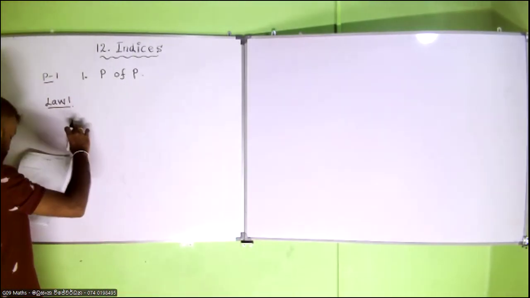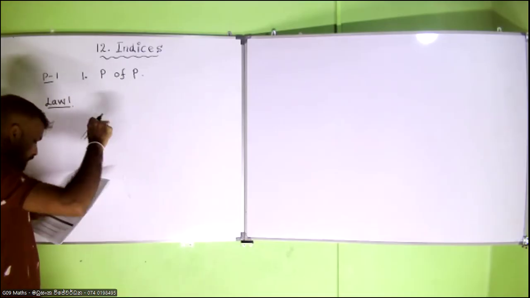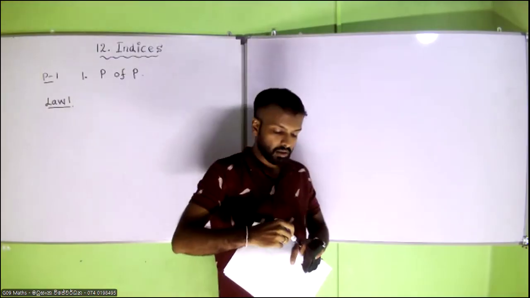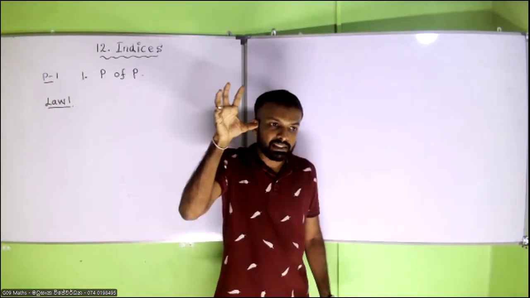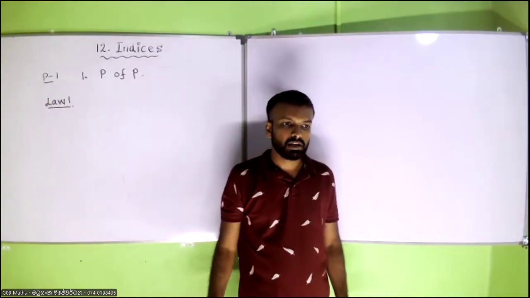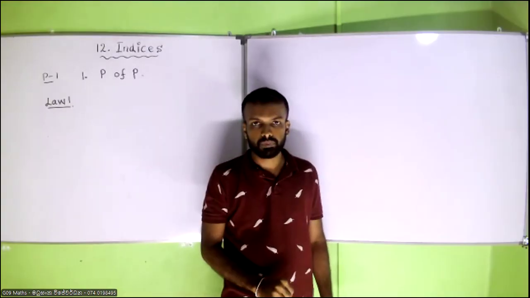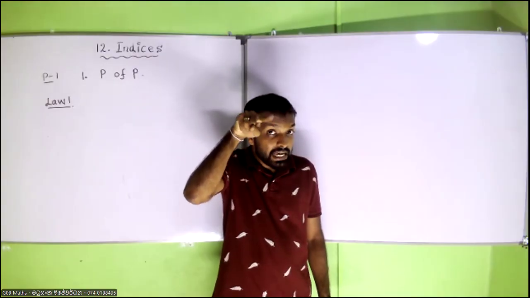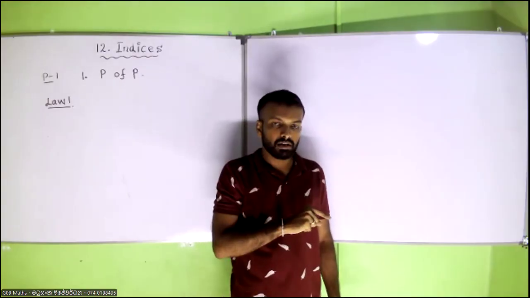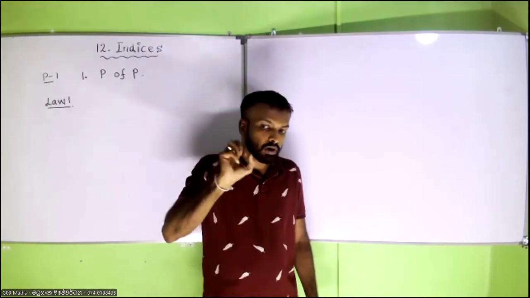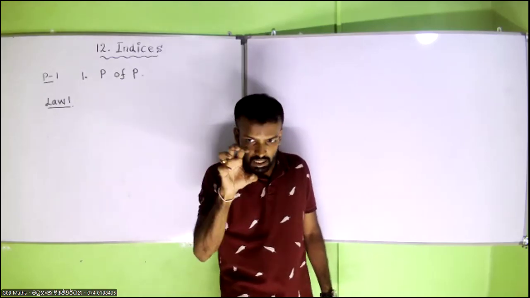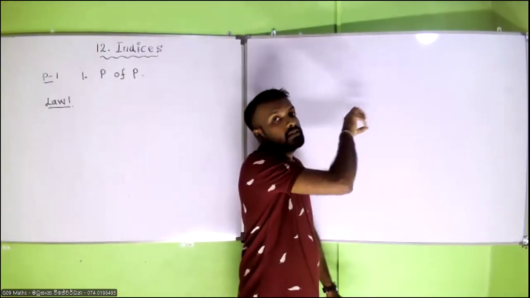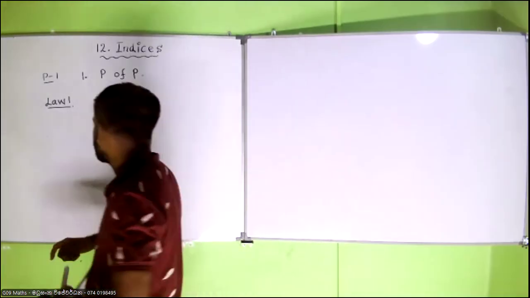In the first box, I have given the law. When multiplying 2 or more powers, if the base is same, you know what the base is, and that base is fixed. If the base is same, the powers, the indices, can be added. If the bases are the same, powers can be added. That is the first law.